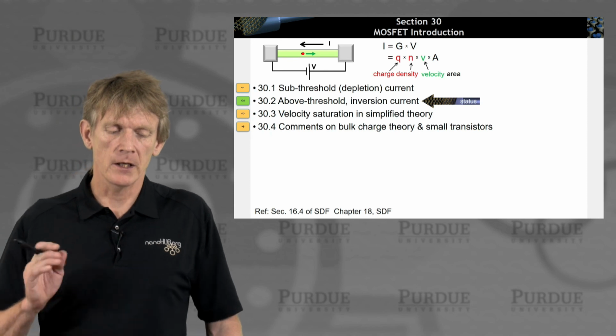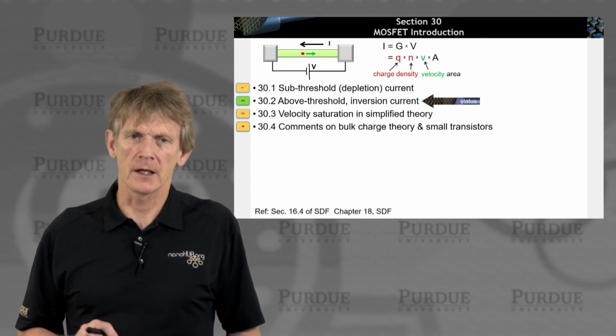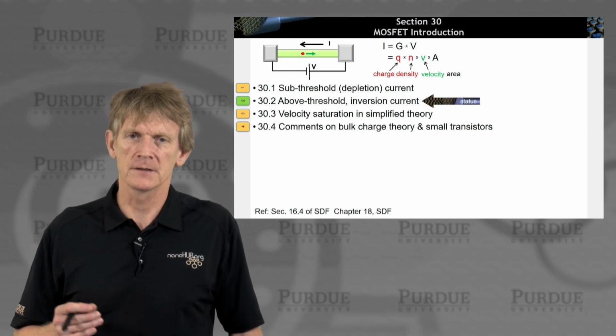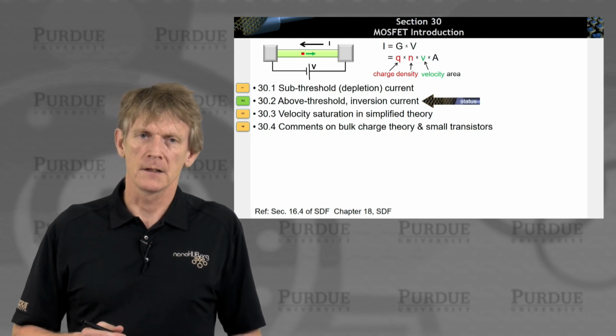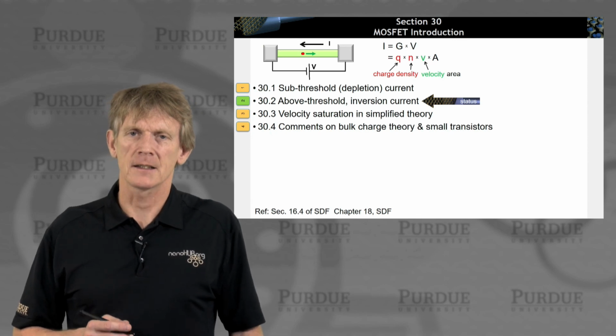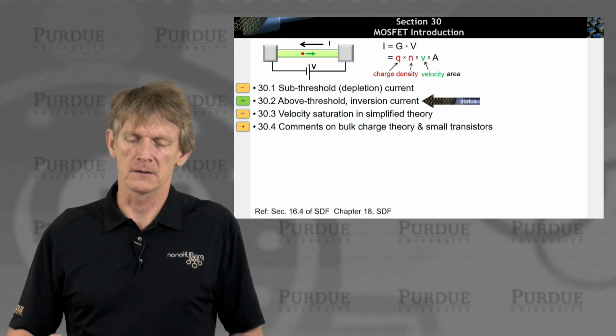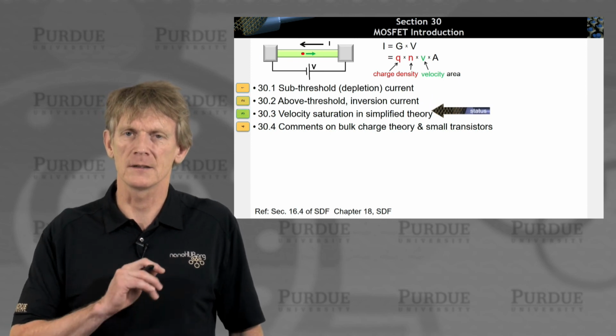Okay, so here we are. We discussed the above threshold current, the inversion current. We have seen how the current saturates in our square law approximation to the channel. Next, we'll look at some other effects like velocity saturation in a simplified theory. So I'll see you then.